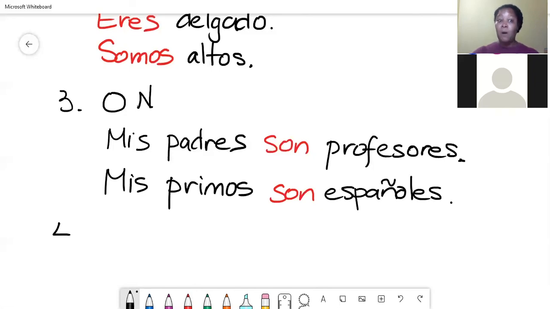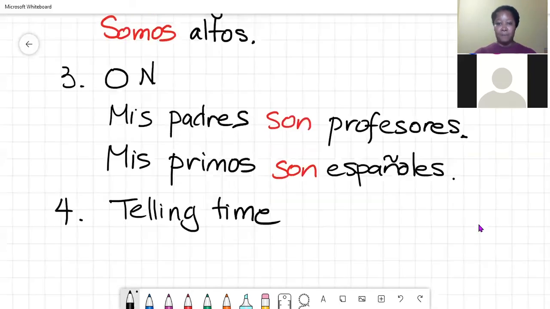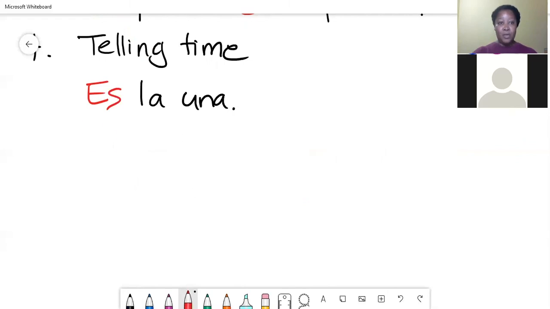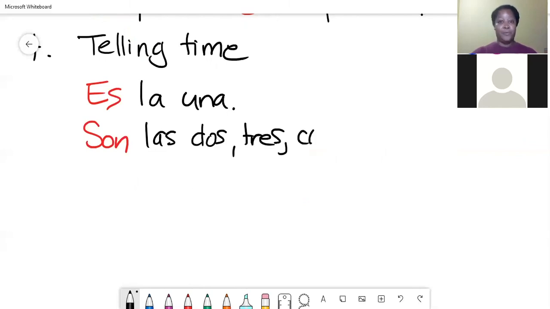So we're on to number 4, just like that. So SER is also used to tell time. Telling time. And in telling time, we're going to realize that we have been using SER without even realizing it. So es, which is a form of SER, la una, for it is 1 o'clock. And then we have son, las dos, tres, cuatro, and all our other times for all the other hours.